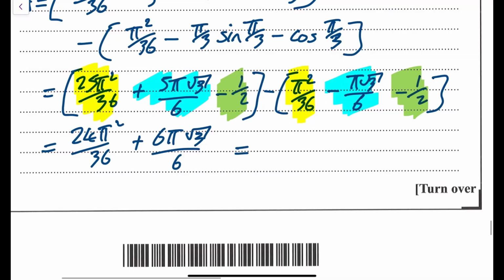And then what can we do here? That tidies up to be 12 divides into 24 twice, so 2 pi squared over, and 12 divides into 36 3 times. And over here that's just plus pi root 3, and that's as good as we can go, I think it is. That's it.